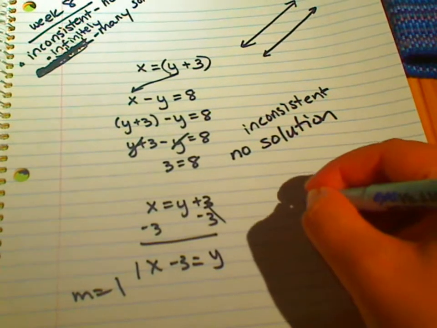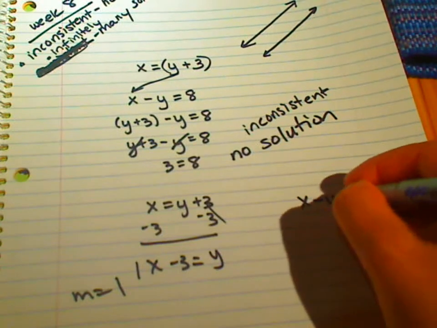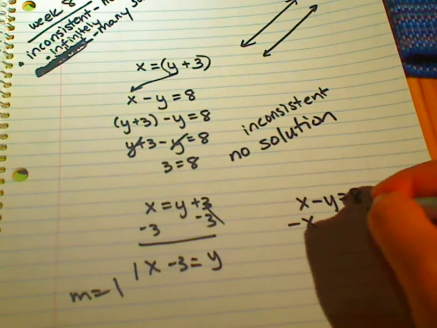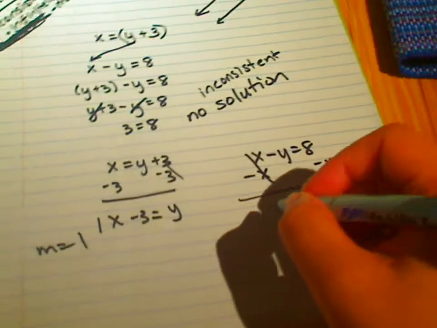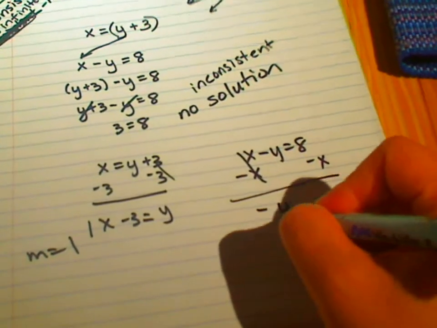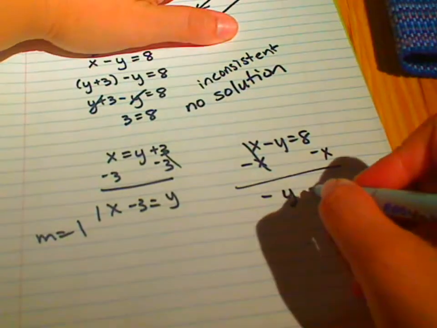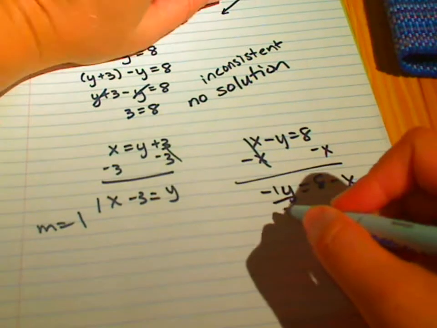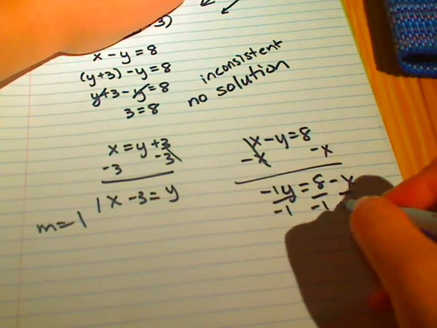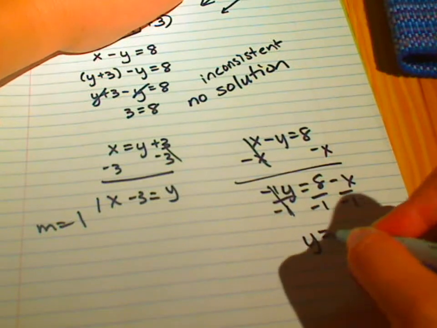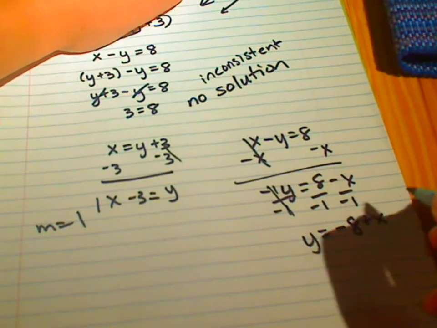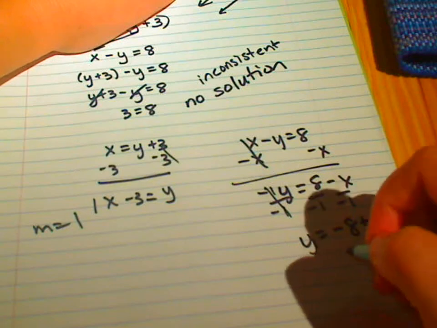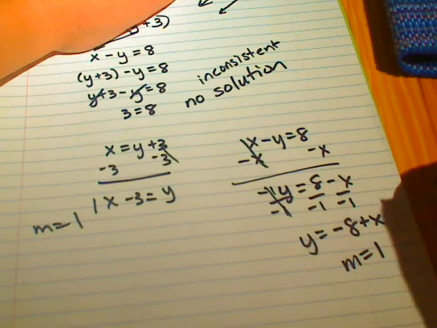In the other equation you have x minus y equals 8. If I subtract x from both sides, I have negative y equals 8 minus x, and divide by negative 1, negative 1, negative 1. Y equals negative 8 plus x. And if you look at the slope on this one, it is also 1.